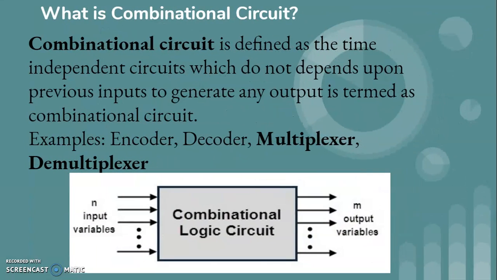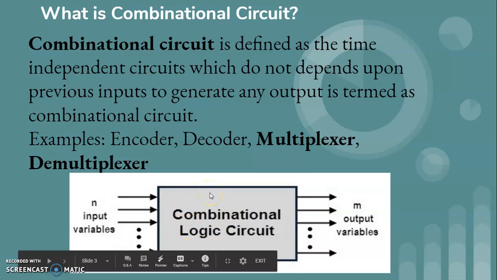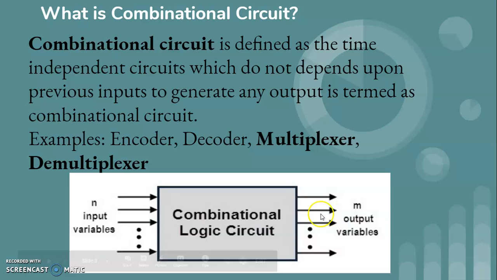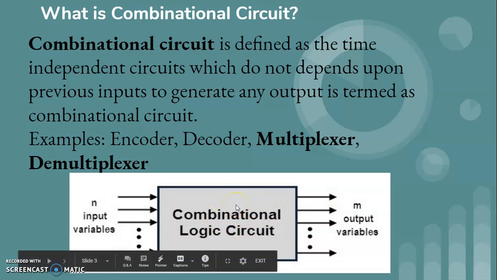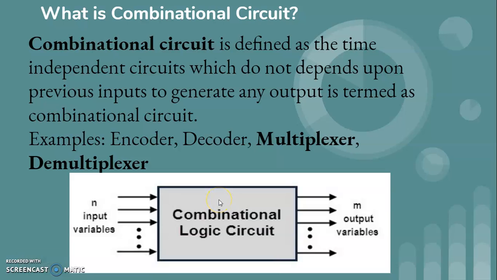So what is combinational circuit? A combinational circuit is defined as the time-independent circuit which does not depend upon previous inputs to generate any output. For examples, encoder, decoder, multiplexer and demultiplexer, etc. This is the block diagram of combinational circuit, which takes n number of inputs and produces m number of outputs. Combinational circuits are formed by combining different logic gates.